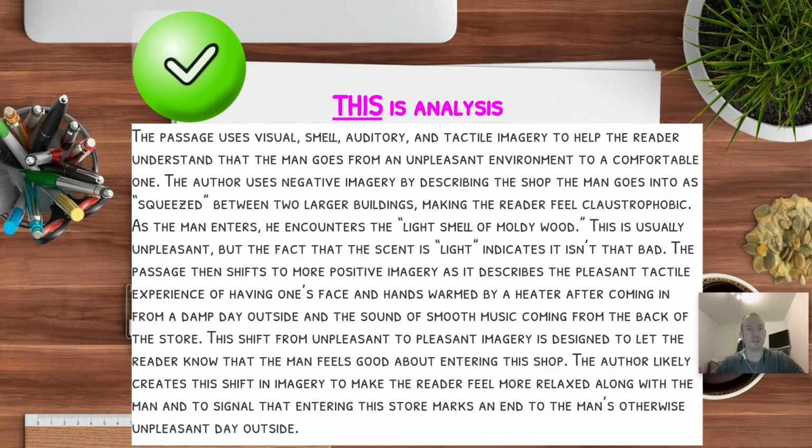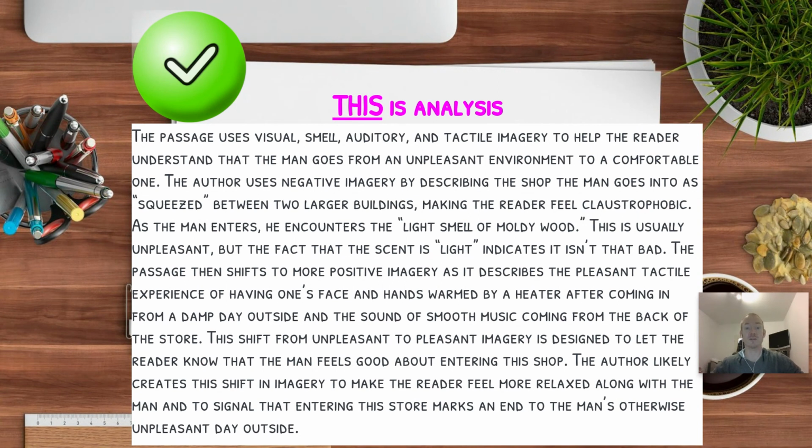This is analysis. The passage uses visual, smell, auditory, and tactile imagery to help the reader understand that the man goes from an unpleasant environment to a comfortable one. The author uses negative imagery by describing the shop the man goes into as squeezed between two larger buildings, making the reader feel claustrophobic. As the man enters, he encounters the light smell of moldy wood. This is usually unpleasant, but the fact that the scent is light indicates it isn't that bad.